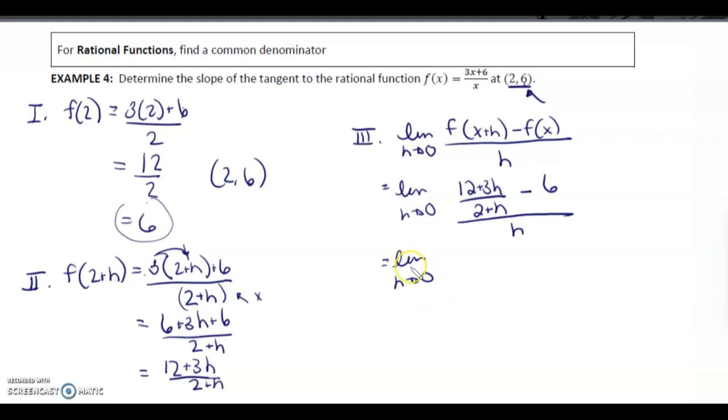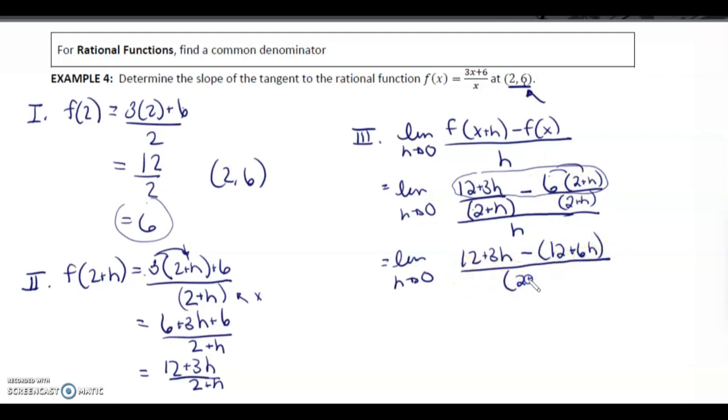Okay. Start with the limit as h approaches 0. And what we're going to do is take this 2 plus h and multiply the negative 6 by (2 plus h) over (2 plus h). So this entire thing is going to be the numerator. 12 plus 3h minus, and remember to bracket, so this is 12 plus 6h. And this is all over 2 plus h.